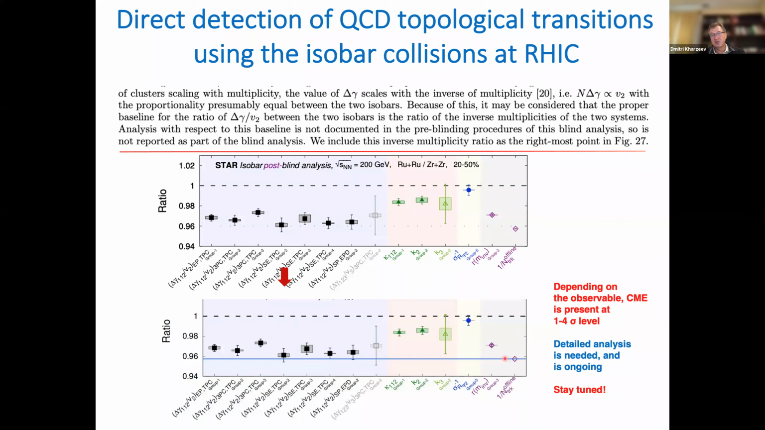And if you take this baseline instead of 1 for these gamma correlators, then you see that this ratio of gamma correlators is somewhat above this baseline. Of course, I wouldn't claim an observation of the effect based on this because the statistical significance is small. There are different methods which they use to analyze this gamma, and the statistical significance varies between 1 sigma and 4 sigma. But definitely, if you look at this plot, you would never conclude that it rules out CME.